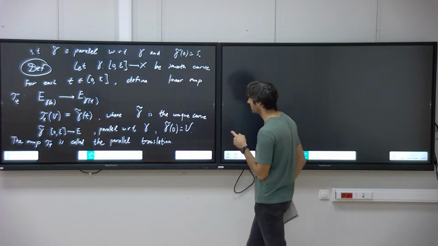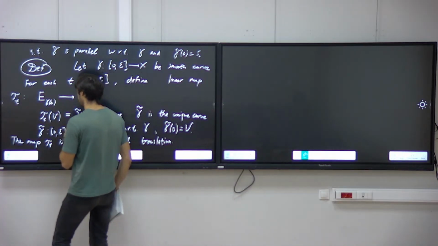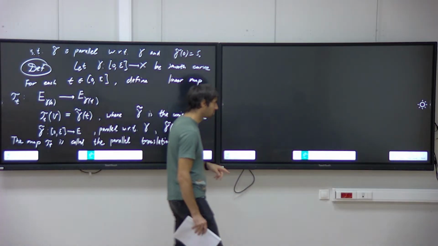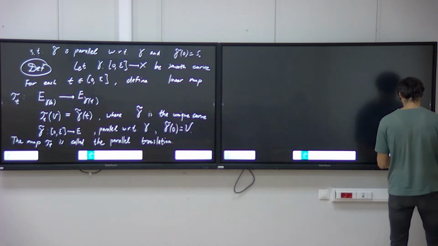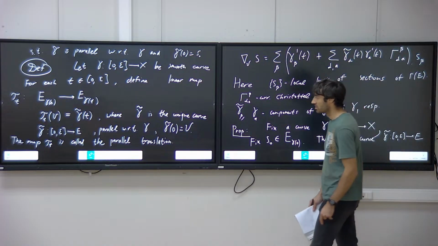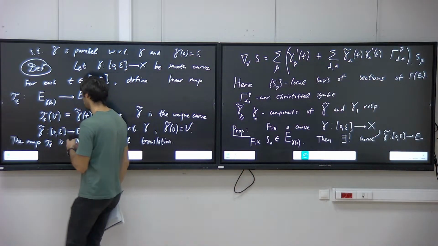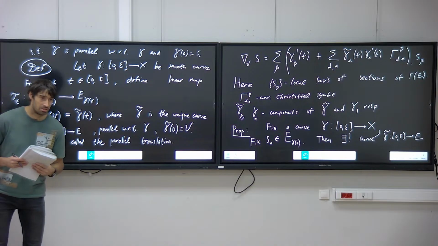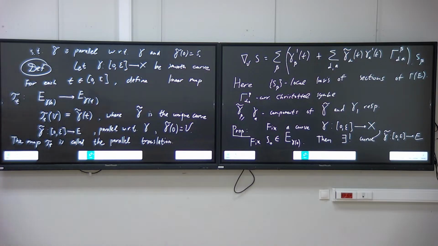Yeah, I also said that it is a linear map, is it? So I guess I need to go back again. So is it clear that this is linear? No. That V is an initial condition, right? So I need to make sure that I have linearity with respect to the initial condition.